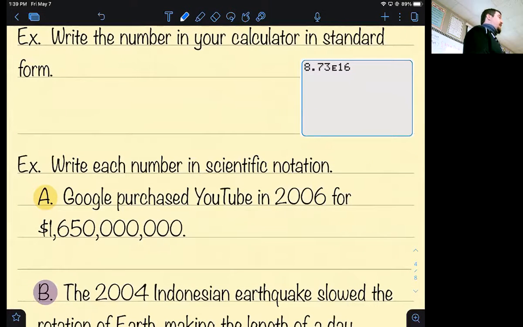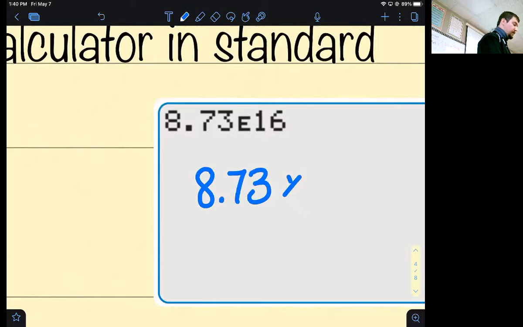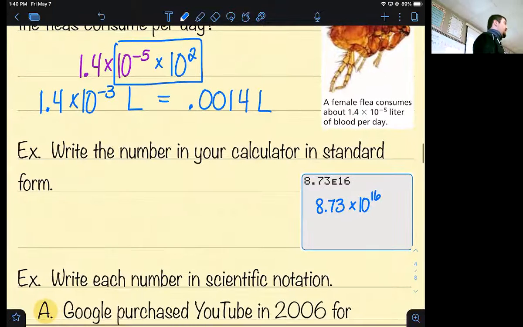Now, for those of you that have graphing calculators, I know some of you have worked with these before. They have the big screens, right? You write a number in scientific notation with the E on there. Some of your scientific calculators do the same thing. 8.73 E16 means 8.73 times 10 to the exponent of 16. That E stands for the exponent that's going to be on top of the 10. So that means I have to move the decimal 16 times, to the right, because the 16 is positive. So that's going to be a big number.